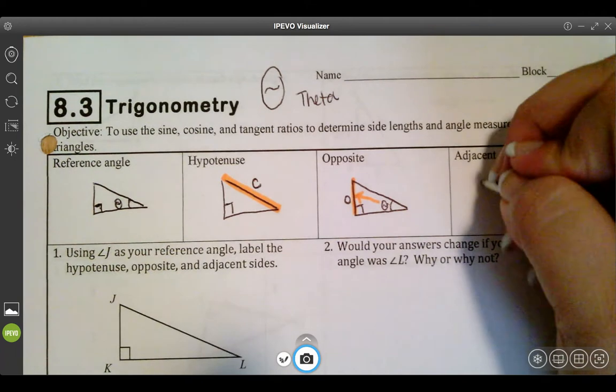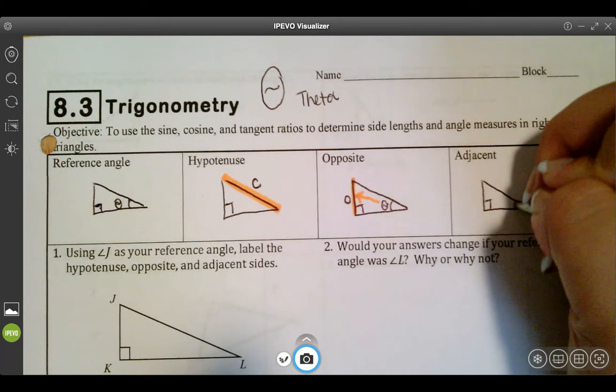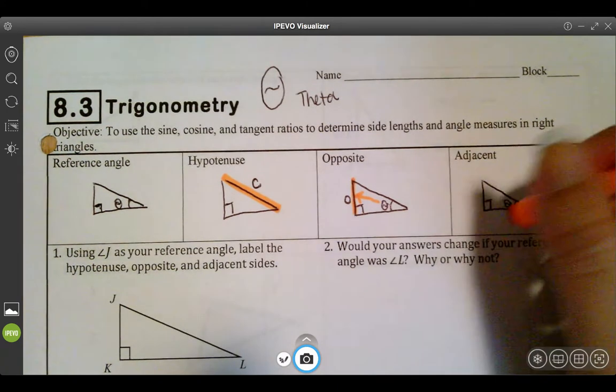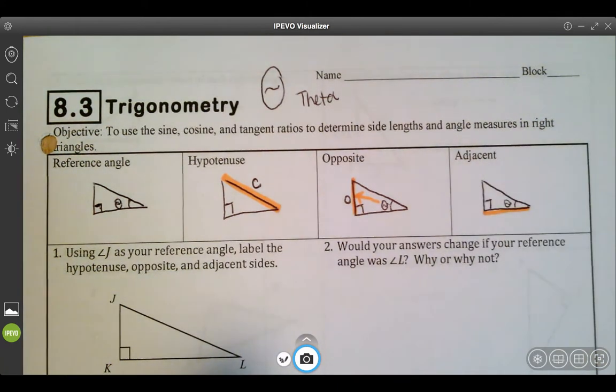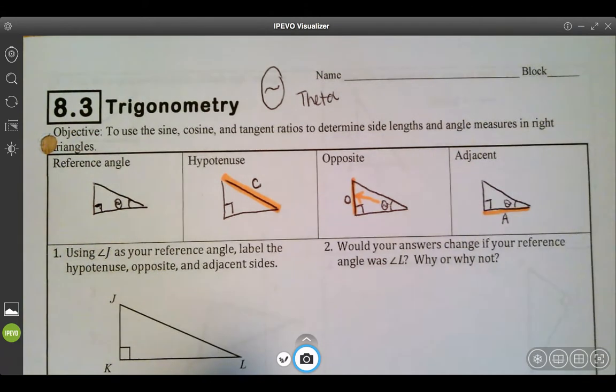And adjacent is the side that does touch the angle, but is not the hypotenuse. So if we have a reference angle here, the adjacent side would be the one that is not the hypotenuse that touches that angle. And we'll use a capital A to represent adjacent.